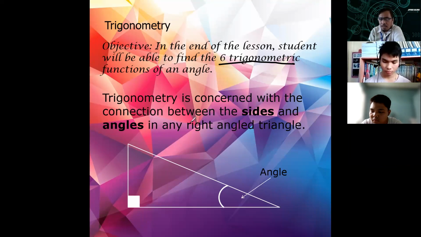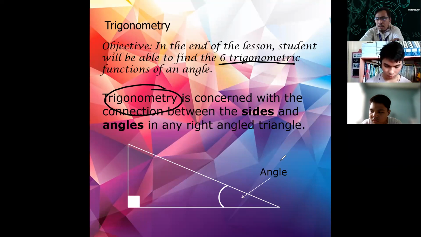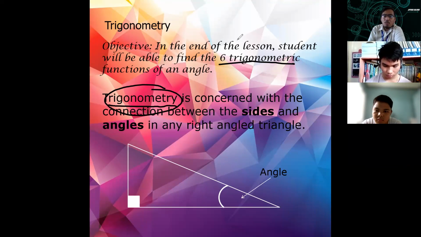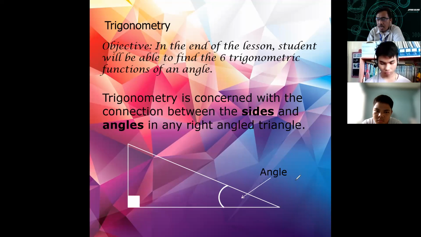Okay, before that, let us define first what trigonometry is. Trigonometry consists of two Greek words, trigono and metric. Trigono means triangle and metric means measurement. It means trigonometry deals with the measurement of triangles. So in trigonometry, you will be dealing with the sides, and sometimes with the angles of your triangle.